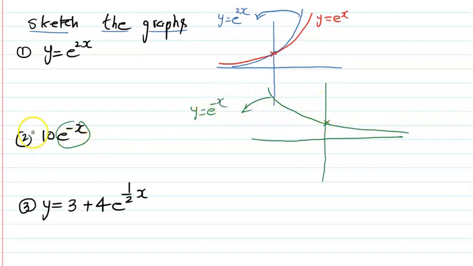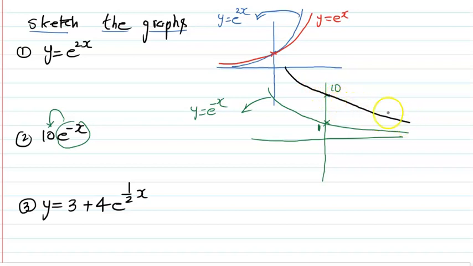Okay, it is multiplied by 10. You must have done this in GCSE. If you're multiplying by 10, then this point 1 here is crossing at point 10. So this graph is going up, the y coordinate will change, and this will be the graph like this. So this is the graph of 10 e to the power minus x, right?